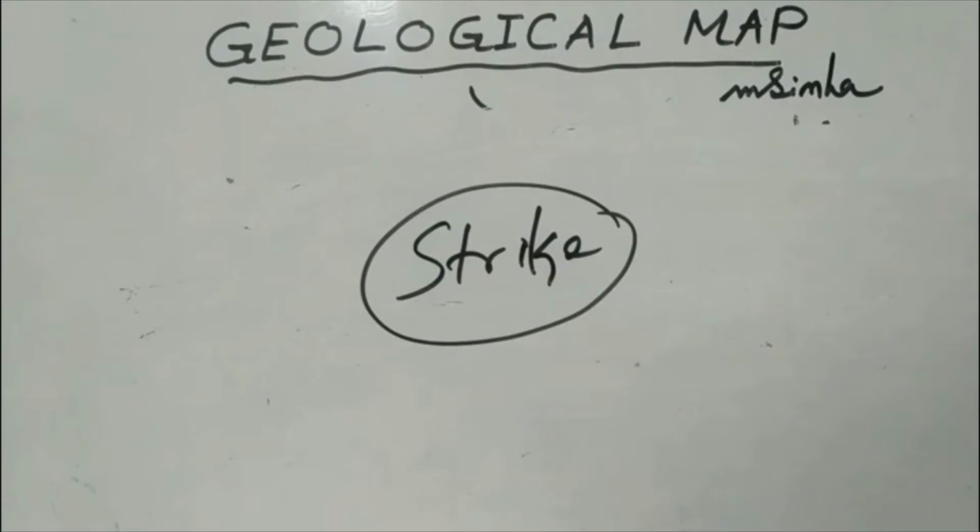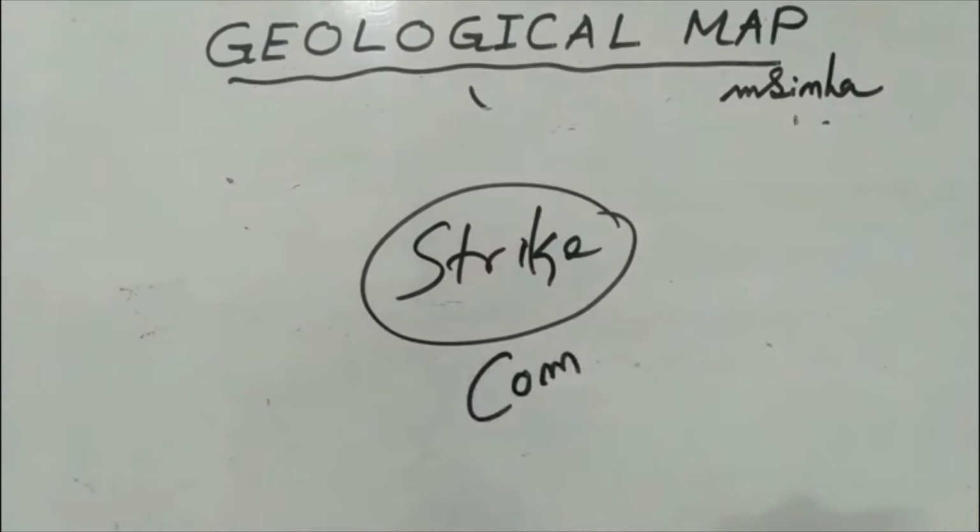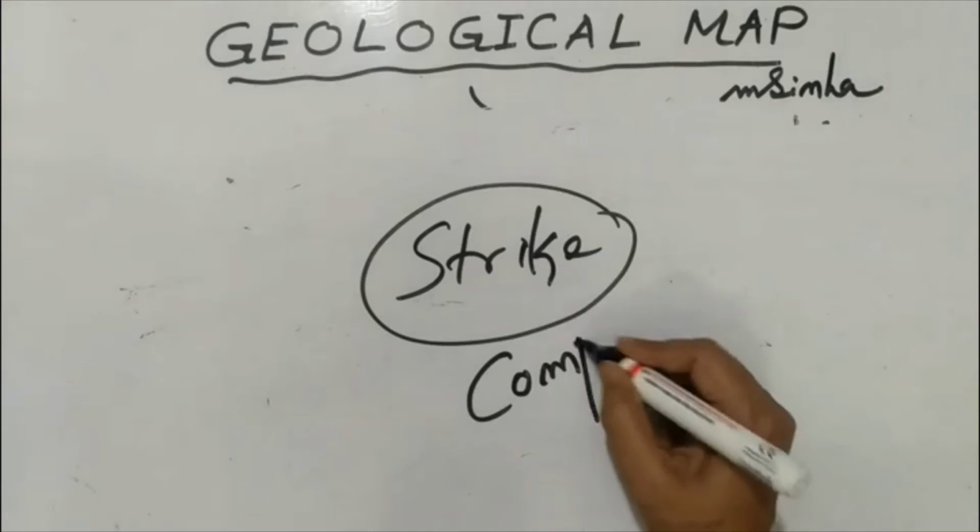Okay. Strike. What is strike? What do you mean by strike? Strike is a compass direction. You can measure the strike through the compass.